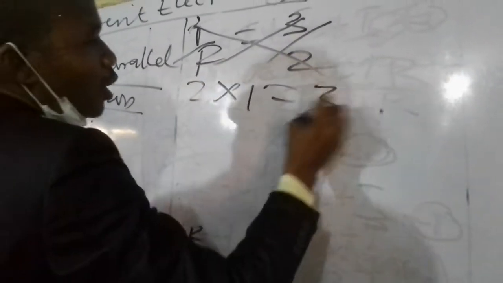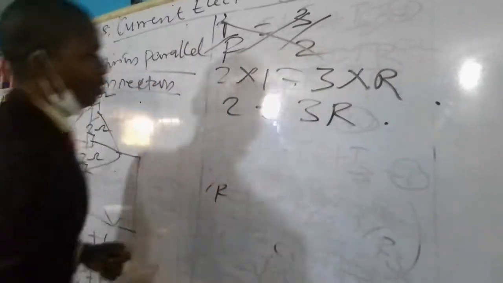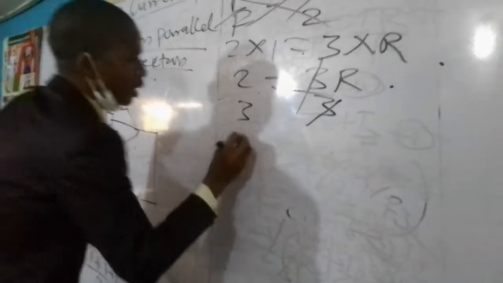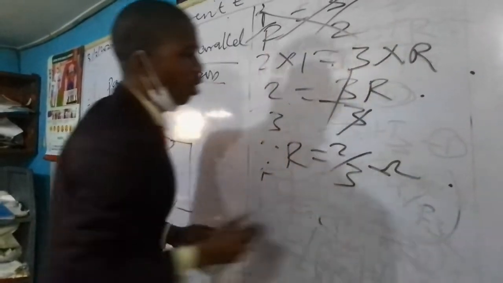We cross multiply. That is 2 times 1 is equal to 3 times R. So we have 2 is equal to 3R. What do we do? Divide both sides by 3. 3 cancels 3. Therefore, the combined resistor is 2 over 3 ohms.